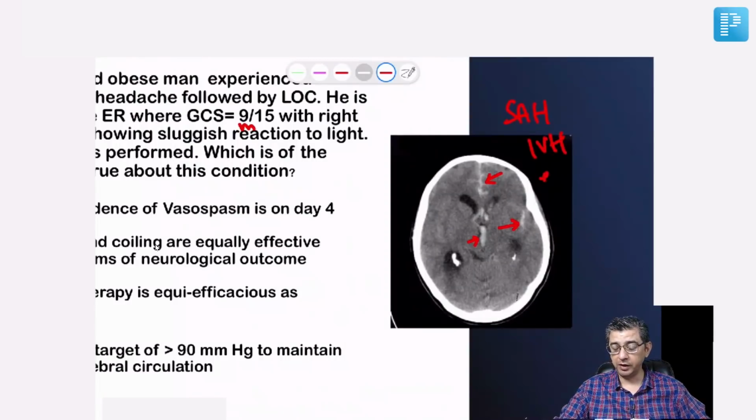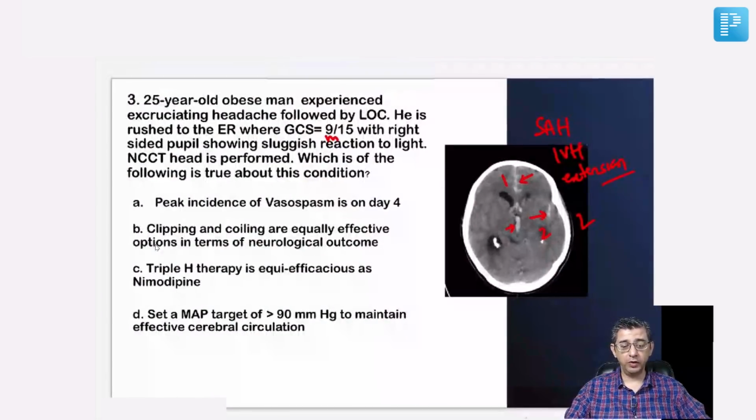I repeat the statement again. This particular individual who has had a sudden loss of consciousness is probably having an AV malformation in the brain, due to which you can see blood in the following areas. You can see the blood in the interhemispheric fissure where I'm putting 1. You can see blood in the Sylvian fissure on the left hand side. That's why probably the manifestations were coming up due to loss of consciousness, and there's an IVH also in the patient. Now the question says, which of the following is true about this condition?